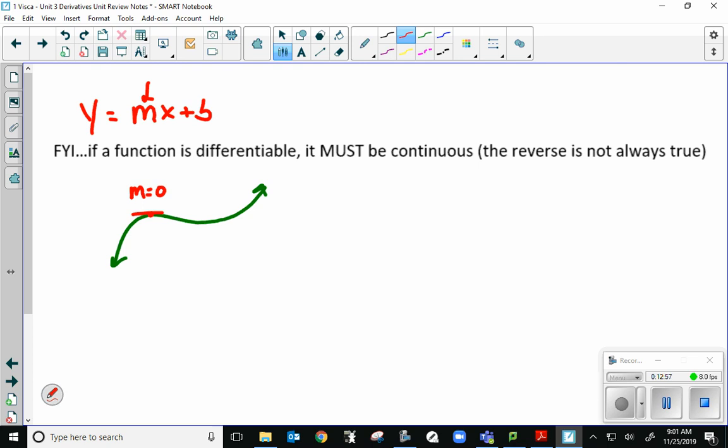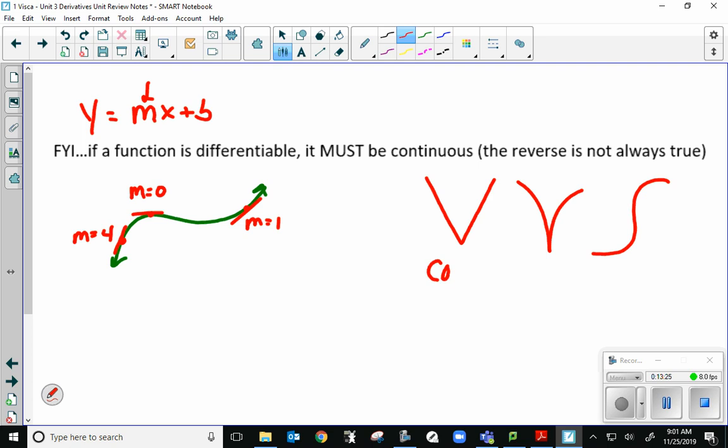Since it has a derivative, it's continuous. I don't know, the slope here might be 1. The slope here might be 4. Any place I can take the derivative, it is continuous. That's a rule. The reverse is not always true. How can something be continuous but not differentiable? Well, we just went over 3 of them: corner, cusp, vertical tangent line.